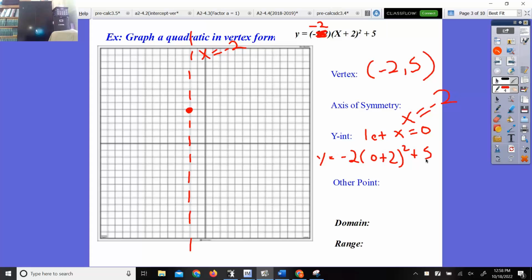Don't use your calculator on this. This is a non-calculator part. We already did the calculator stuff. It is not 13. Negative 3. Negative 3.